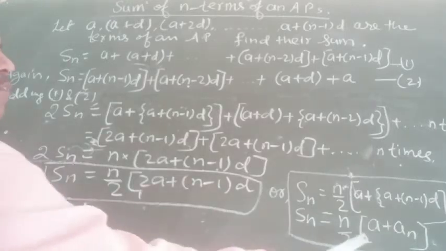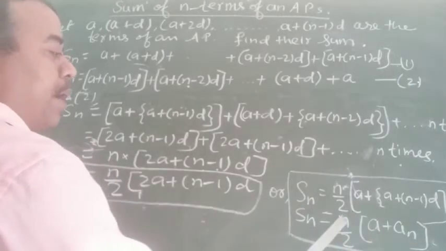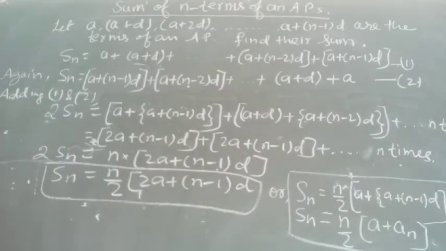If you have the first term, the last term and the number of terms, you can put them in; there is no need of the common difference here. So either you use this formula or that formula, the result will be the same.